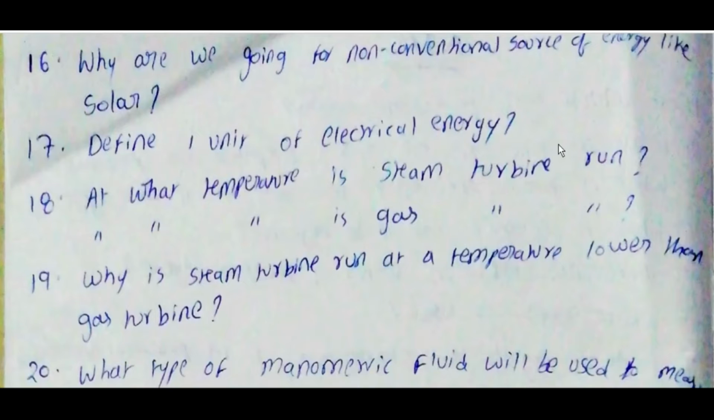At what temperature does a steam turbine run? Steam turbines run at temperatures between 500 and 650 degrees centigrade. At what temperature does a gas turbine run? Gas turbines run at temperatures up to 1500 degrees centigrade.